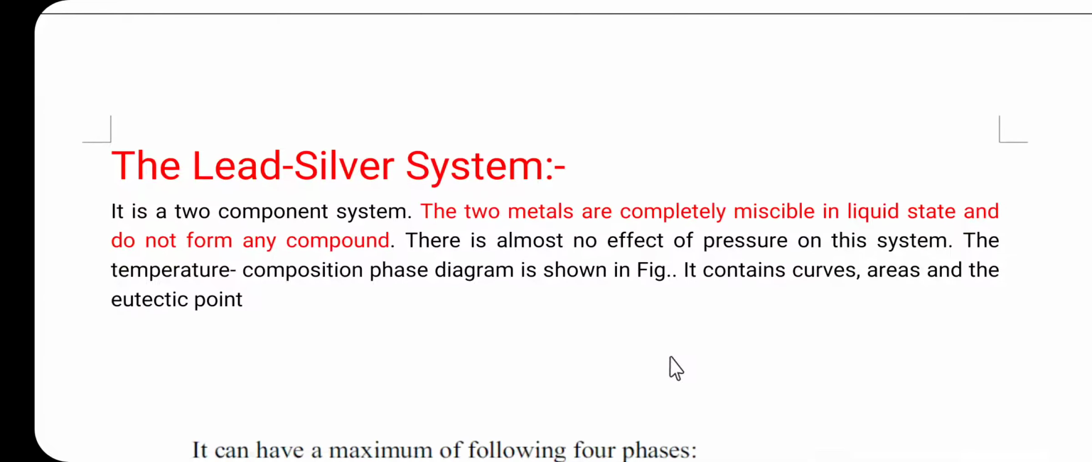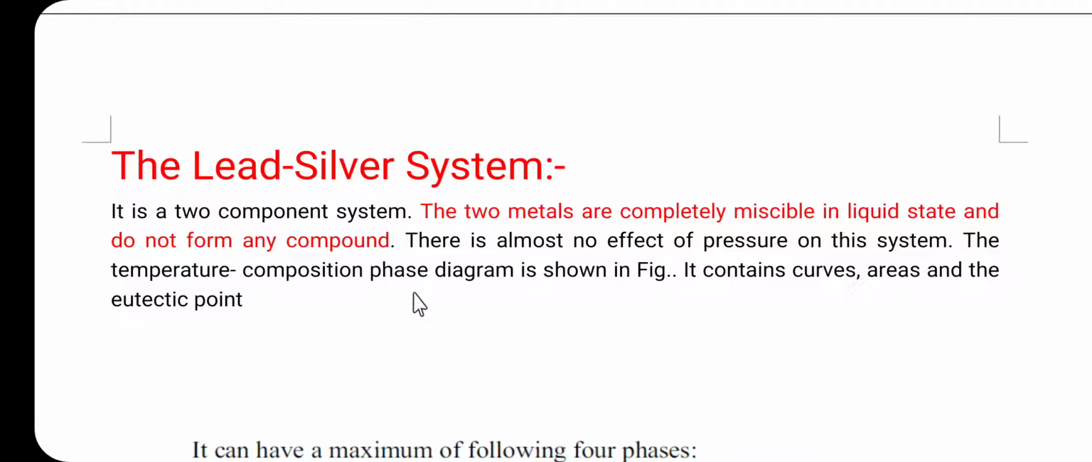So the example of the two component system is the lead silver system. It is a two component system. The two metals are completely miscible. That means the lead and silver metals are completely miscible in the liquid state and do not form any compound. There is almost no effect of pressure on this system.